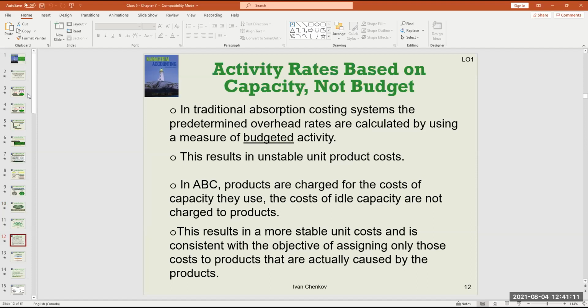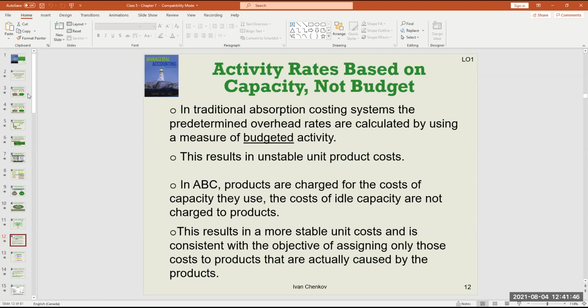In the traditional absorption costing system, we calculate predetermined manufacturing overhead based on the estimation, based on the budget. That's what creates unstable results. Why? Because at the end of the period, you always have to compare the actual versus the budget, because we are applying the overhead based on the budget calculations, not based on the actual.